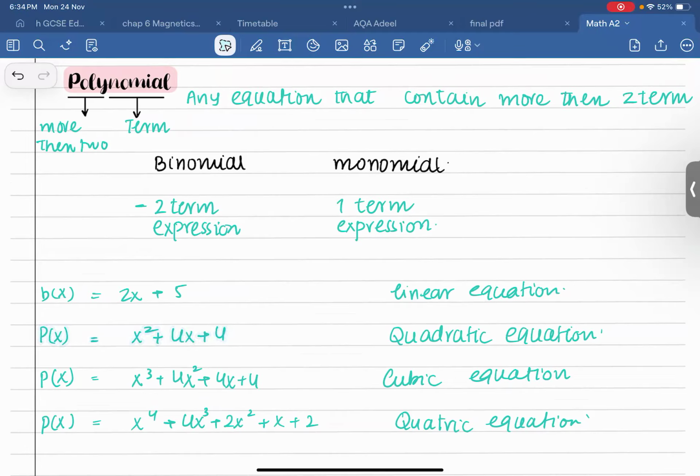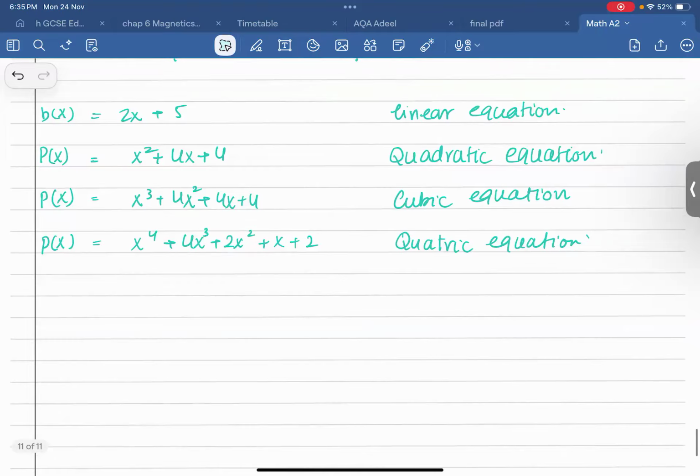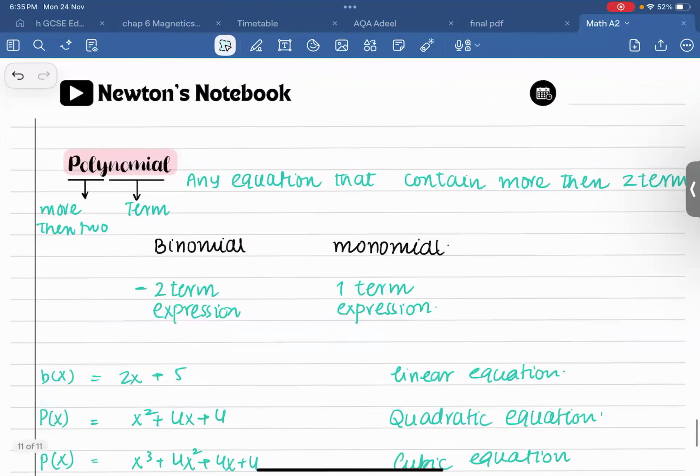Now, there are some things that you have to understand before moving on to the topic. And the first thing is that you should know what is the root of the equation, right? So basically these are things that you guys have discussed in your AS level. But let's go through it.